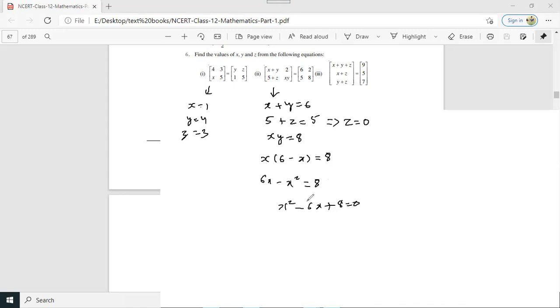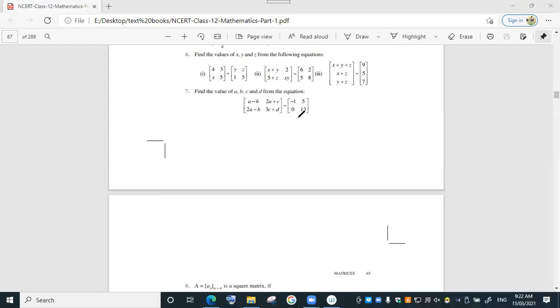x will be equal to 2 and 4. So x is equal to 2 and x is equal to 4, correct? And we can find the value of y. So y will be equal to 6 minus 2, 4, and 6 minus 4, 2. Similarly, you have this equation also, so you can do it. The next question is also the same. We have to equate values and solve it.